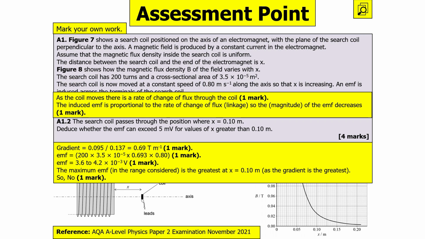We can therefore use this to work out the value of the EMF by working it through, as you can see on the screen. So therefore you get a value of about 3.6 to 4.2 times 10 to the minus 3 volts. So the maximum EMF is the greatest at x equal to 0.10, and you can tell this from the graph because at this point the gradient, which links to the EMF, is the greatest.